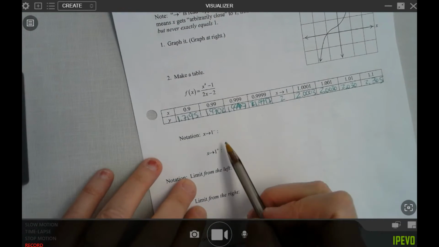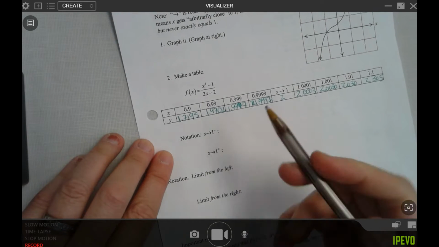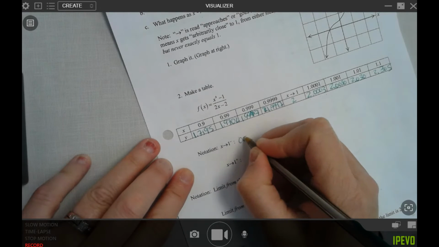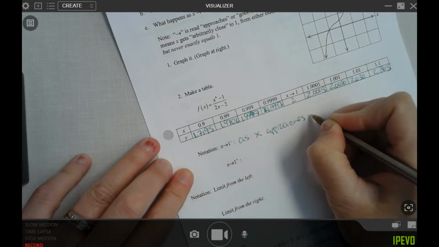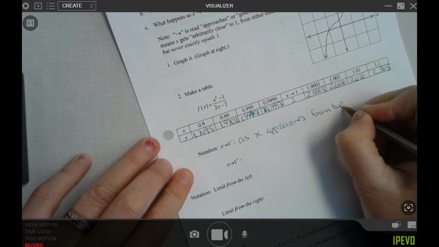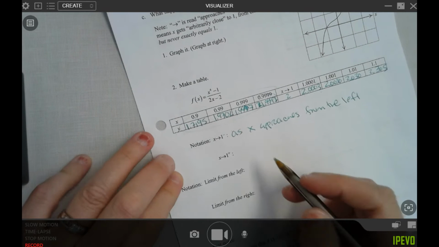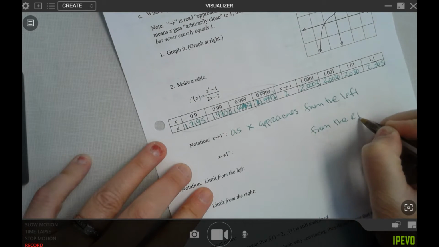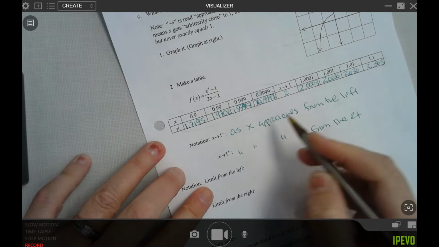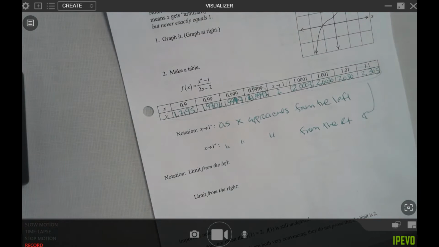So our notation, we read this right here, is we're saying x is getting close from the left, right? So it's as x approaches 1 from the left side. So that's these numbers right here from the left side. And this is as x approaches from the right side. So that's all of these numbers over here. All right, so that would be coming from the right side.